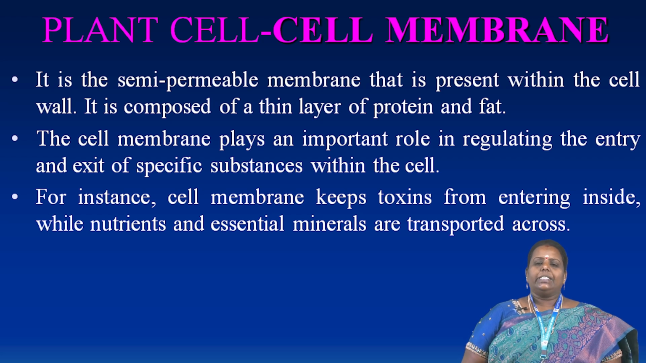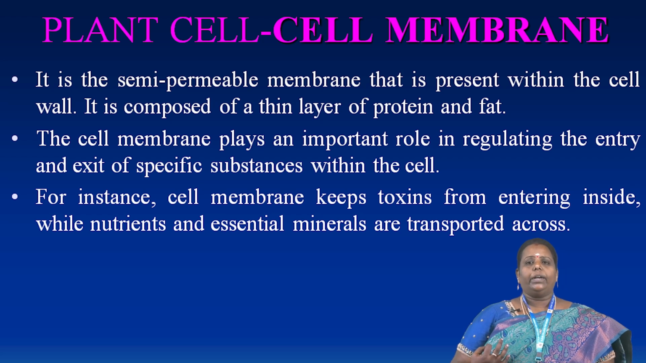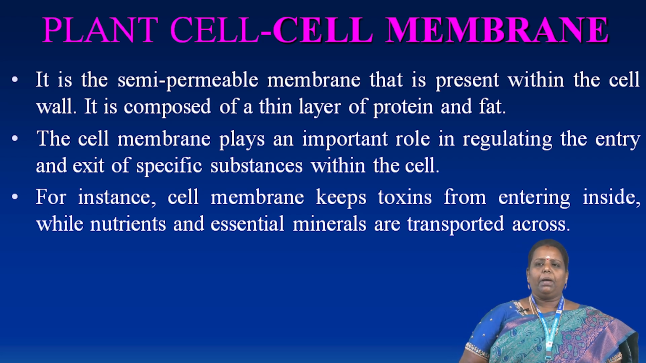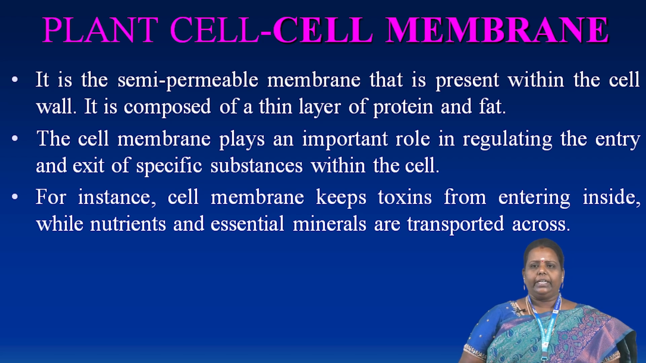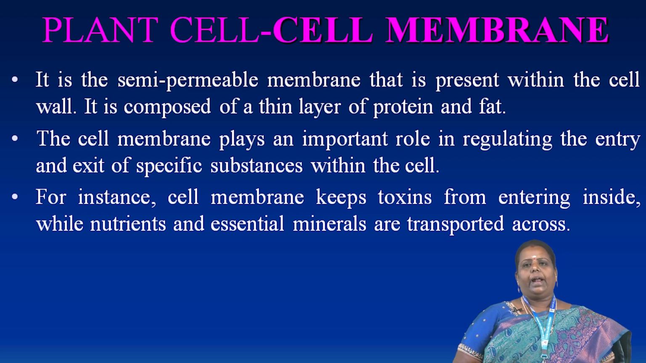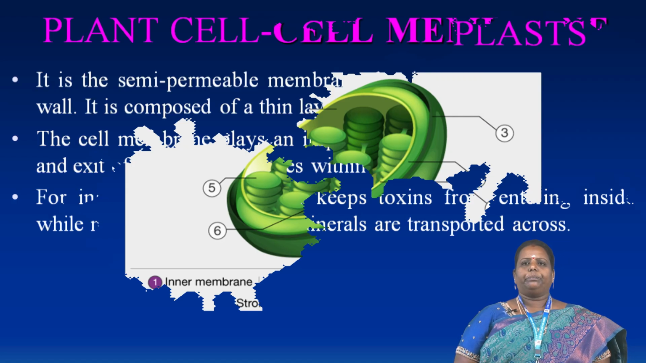Our skin also keeps out toxins. What is toxin material? Any antigens entering the body first have to pass the skin. After that, they cause infection. If the person does not have immunity, the person gets the disease. It is the same with the cell membrane, which keeps toxins from entering inside, while nutrients and essential minerals are transported across, in both plants and animals.